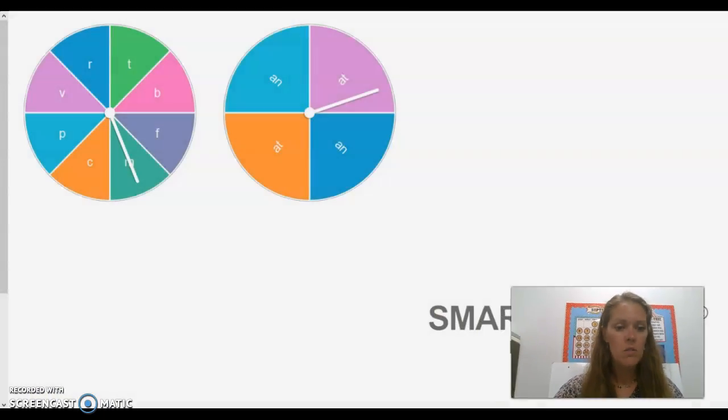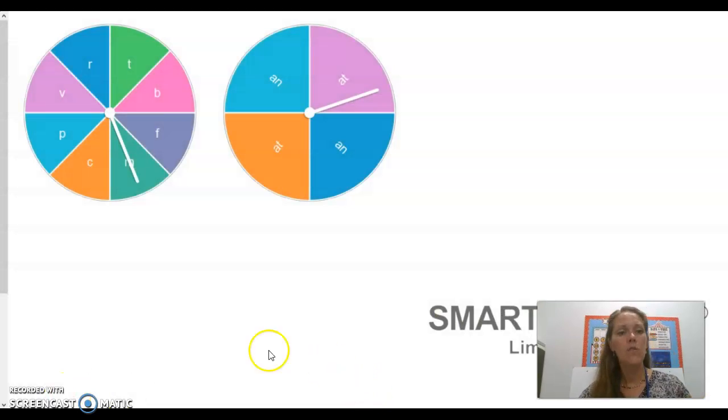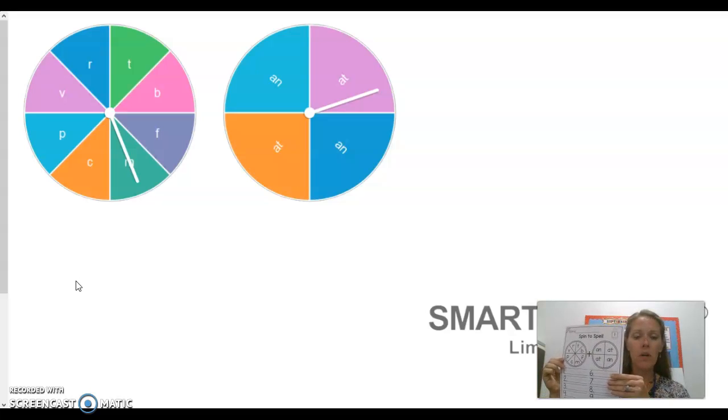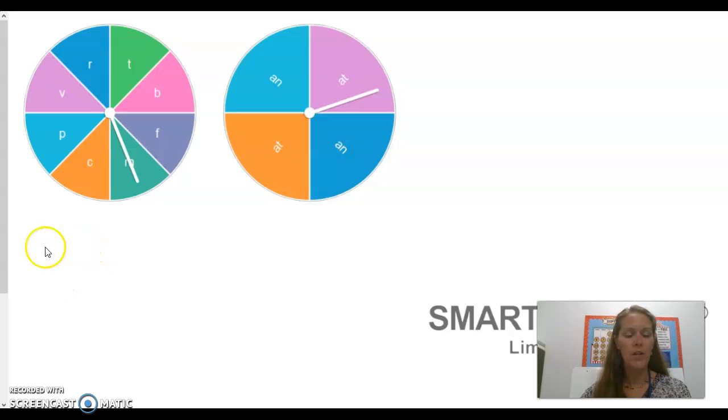So let me share my screen. So I have spinners right here, which are the exact same thing that's on your page here. Same letters, same word parts, just mine is colorful and yours is not. So we're going to do this together now. So what you're going to do, we have a blank with number 1 below it. And we're going to make words by spinning each circle.